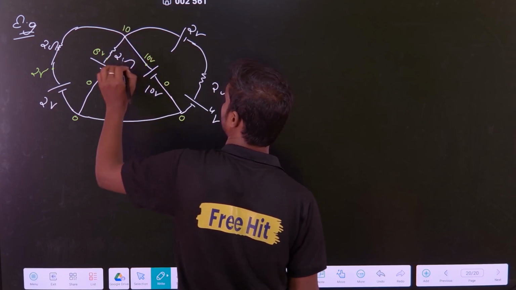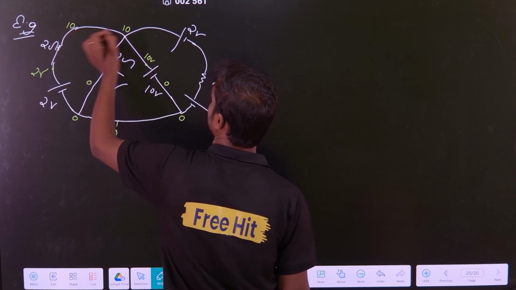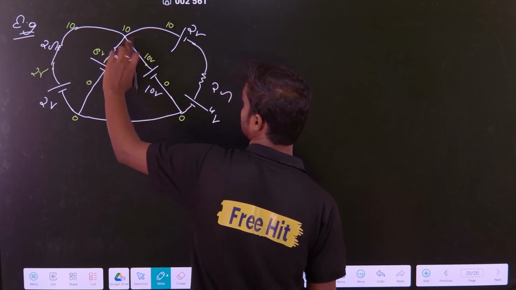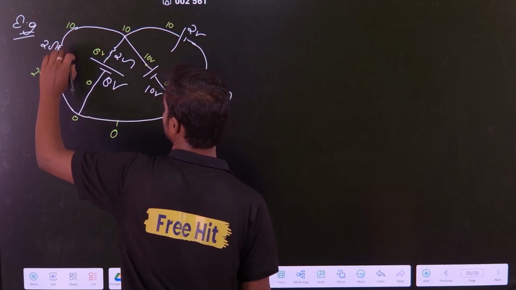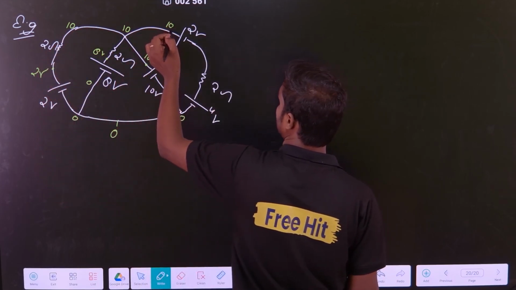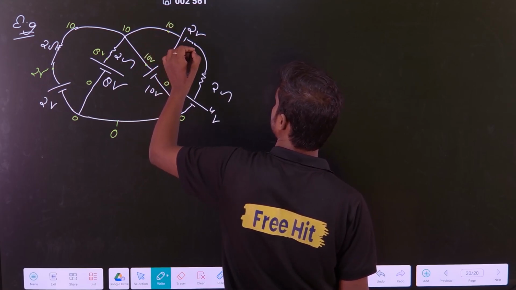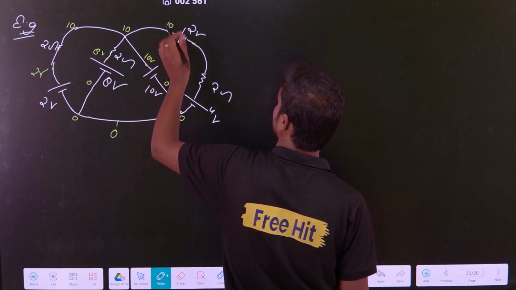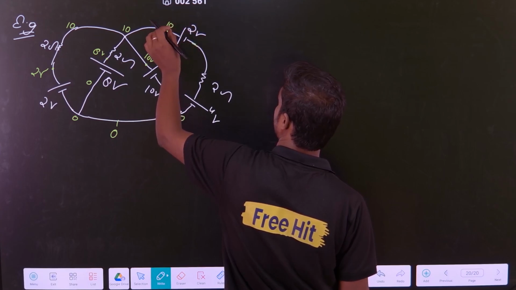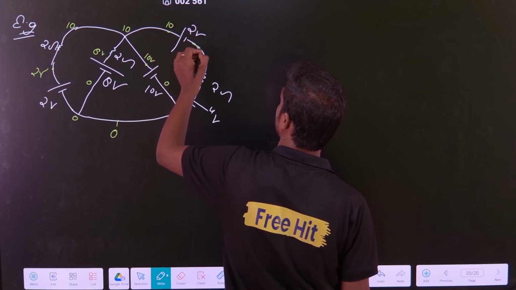This will be also 10 volt. Now this will be also 10 volt. This will be also 10 volt, because it is connecting where no voltage drop will be there. Clear? Now this is 10 volt and this is connected to the negative terminal of the battery. So what you have to do? 10 minus 2. This will become 8 volt.